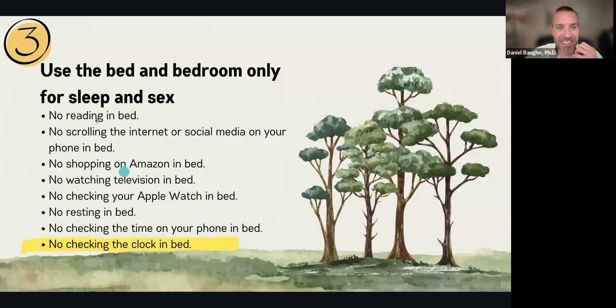And so what I mean by this is no reading in bed, no scrolling the internet or social media on your phone in bed. This one's a really big one. No shopping on Amazon in your bed. I mean, you know what?